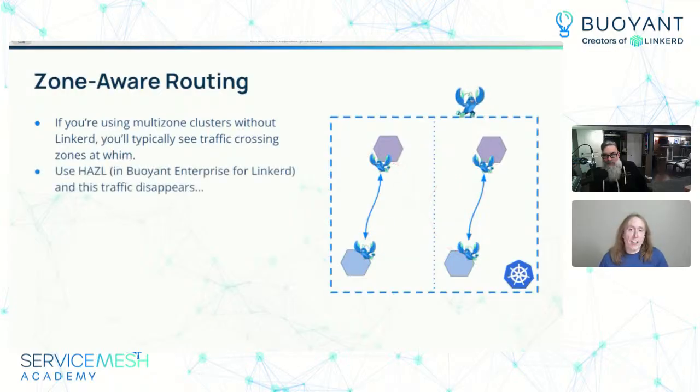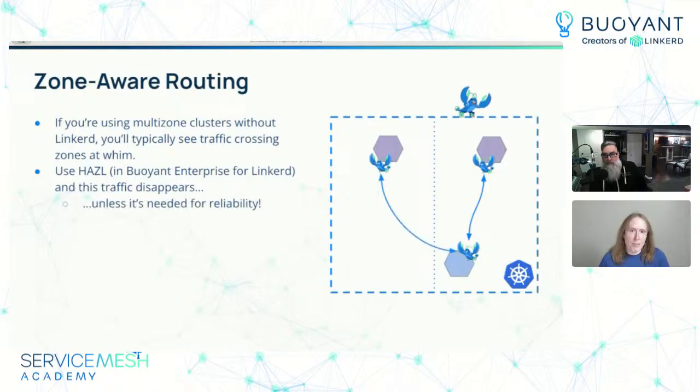If you install Buoyant Enterprise for Linkerd and turn on HAZL, all the cross-zone traffic just vanishes unless you have problems where you need to have it. Like maybe your service crashes in one of your zones and the only one running is in a different zone, and HAZL will just go ahead and allow that to work so that your application keeps running while you bring the other workload back. Yep. HAZL's really cool. It's kind of fun to play with.